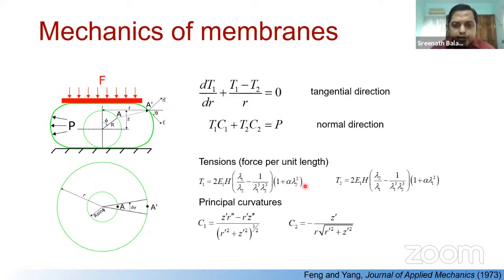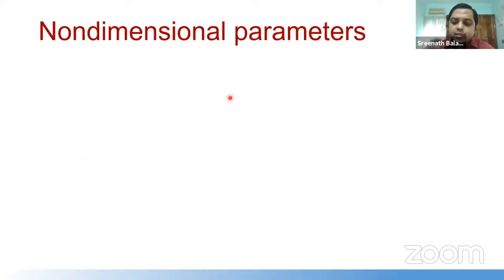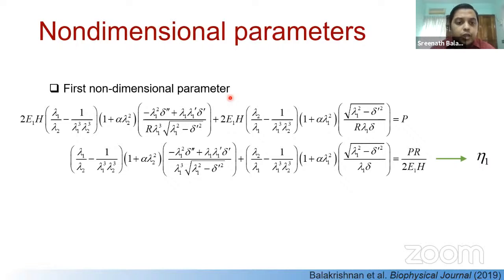And if you plug these tensions and curvatures back into this original equation, you get this set of non-dimensional parameters. This is just a substitution into the second equation, that is, the equilibrium in the direction normal to the membrane. You see that on the left hand side, you have deformation parameters. These are your strains, which basically tell you the deformed configuration of your membrane. And on the right hand side, you get a nice non-dimensional number.